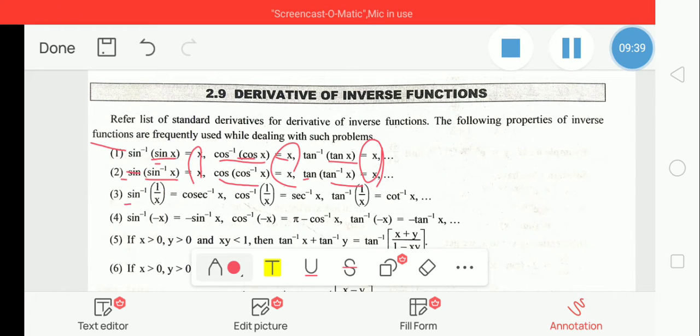But sine inverse of 1 by x gives cosec inverse of x, and cos inverse of 1 by x gives sec inverse of x, and tan inverse of 1 by x is equal to cot inverse of x. So this formula you should also learn by heart.